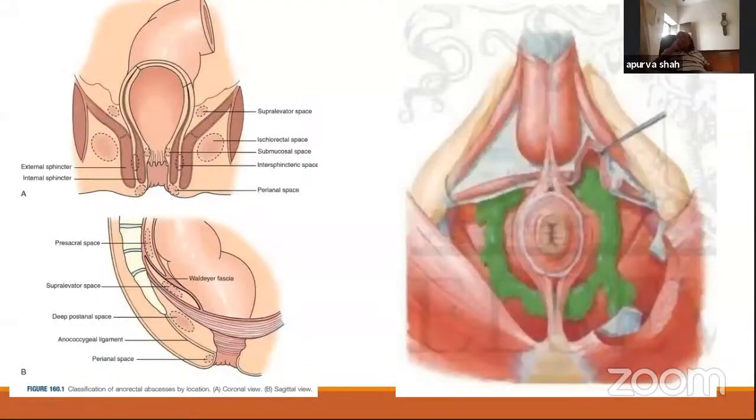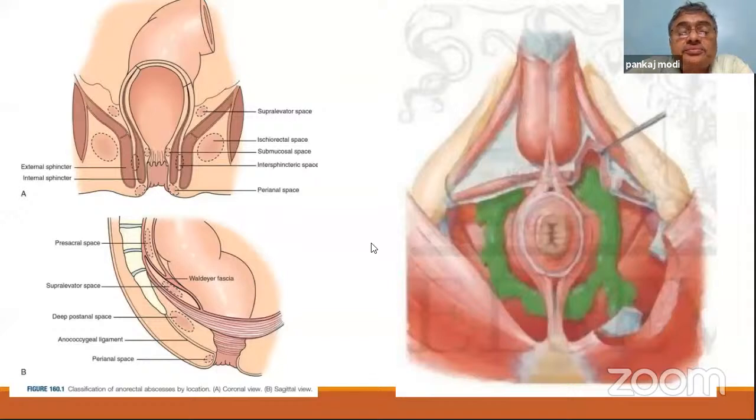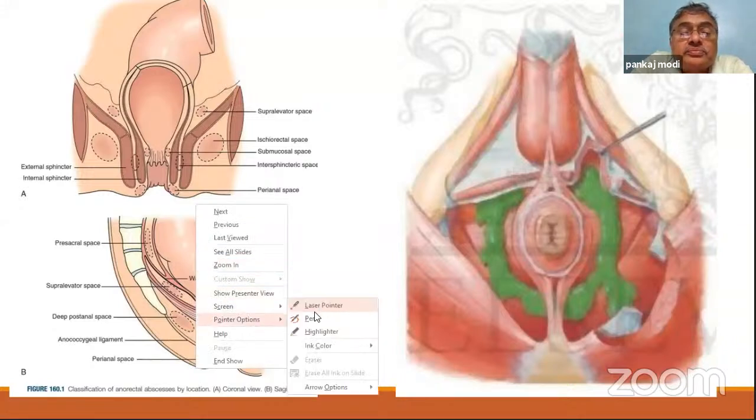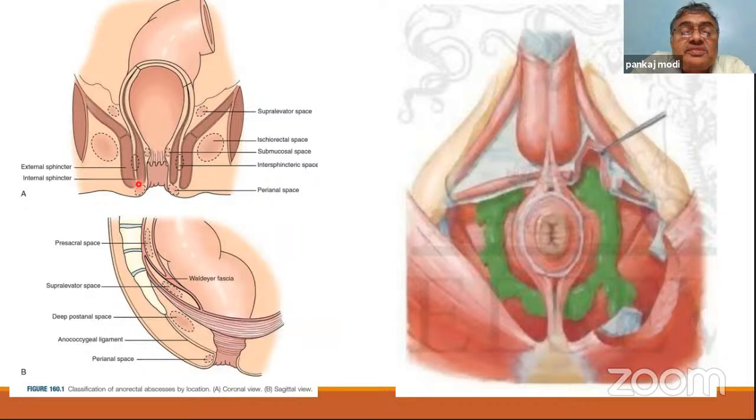Something happened. So this is the area where I wanted the cursor. Bring the cursor to the perianal space on the first figure, the lower down, so that you can see the external sphincter and internal sphincter. In that particular area, you will find the perianal abscess. When the fistula occurs, almost always it pierces only the internal sphincter. So that will develop what we normally call an intersphincteric fistula. This is for understanding.